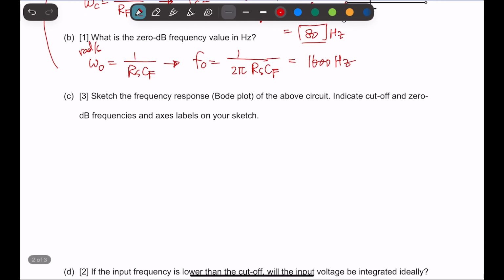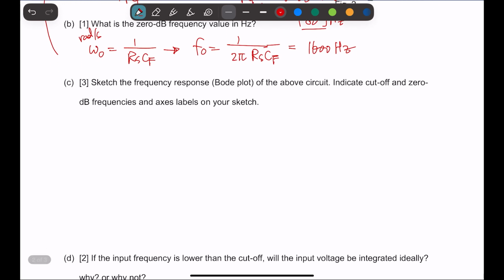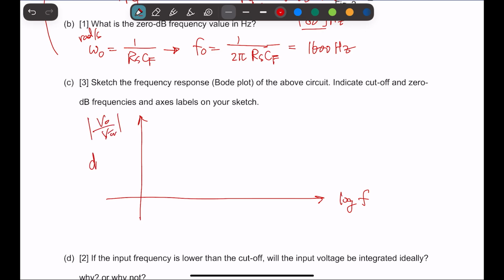And then the next problem was about sketching the frequency response, the Bode plot, of the above circuit and indicating the cutoff and 0 decibel frequency and axis labels on your sketch. So this is going to be the frequency in log scale, and this is going to be V out over V in magnitude in decibel unit. All right? And the graph may look like this. And it starts to roll off or cut off.